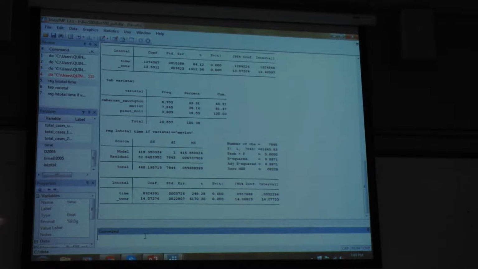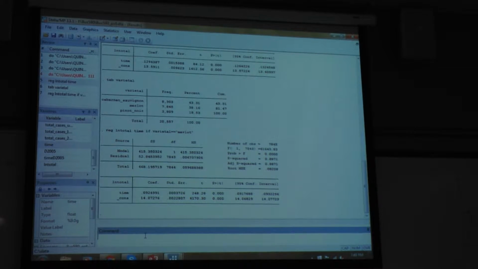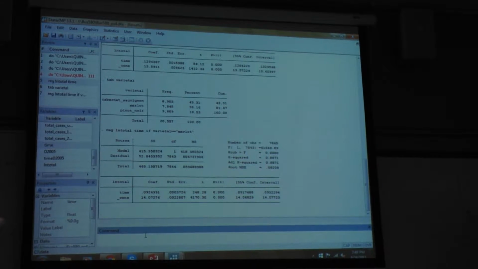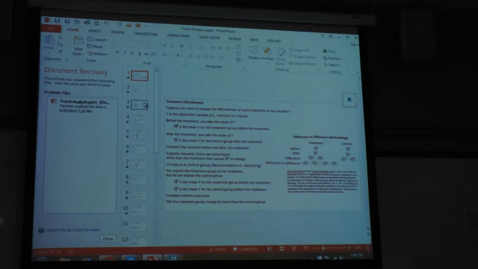So dummies are always shifters. The first shifter is a constant. So let's, this should all be in the PowerPoint. PowerPoint's writing is probably better than mine.